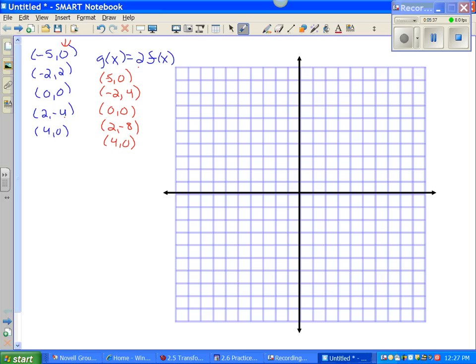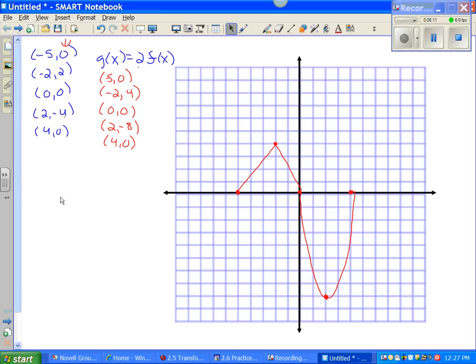1, 2, 3, 4, 5 zeros, right? Negative 5 zeros right here. Negative 2, 4; 0, 0; 2, negative 8; and 4, 0. So I've got my points. And based off the graph, this is going to be straight, straight, and then parabolic. So there's my new version of my graph.